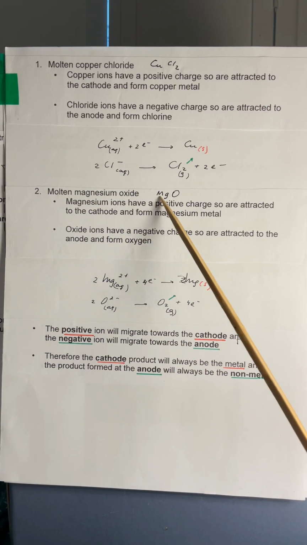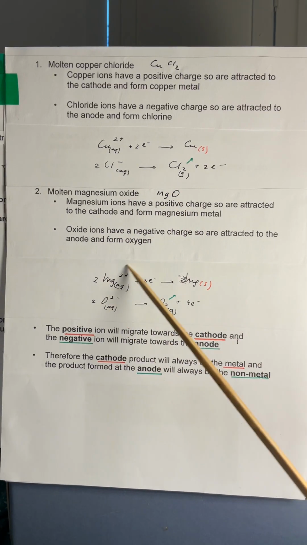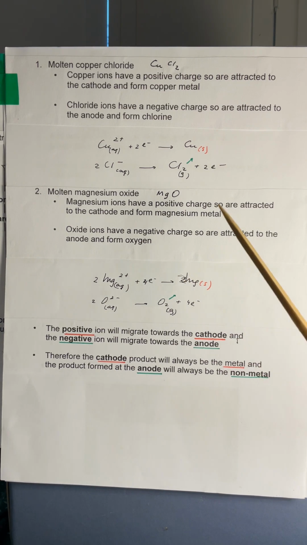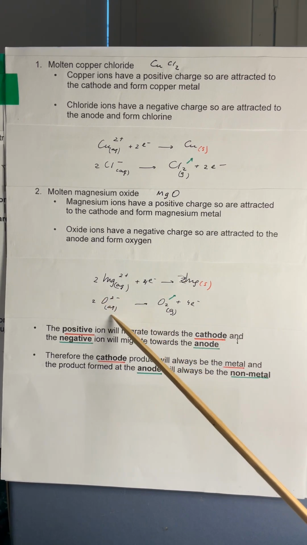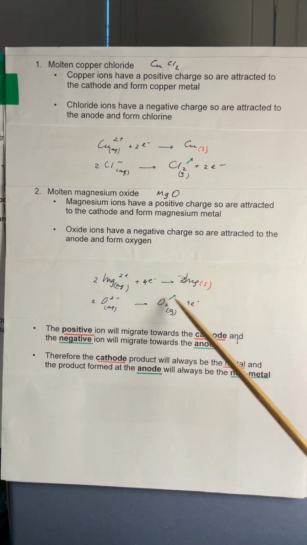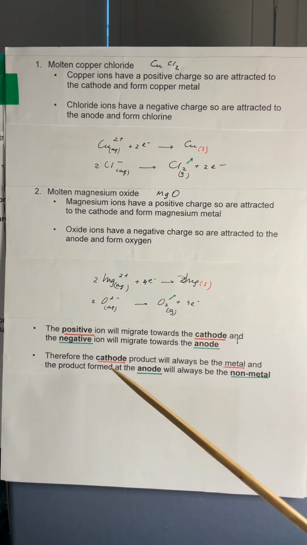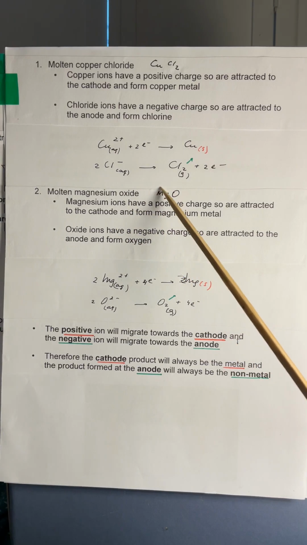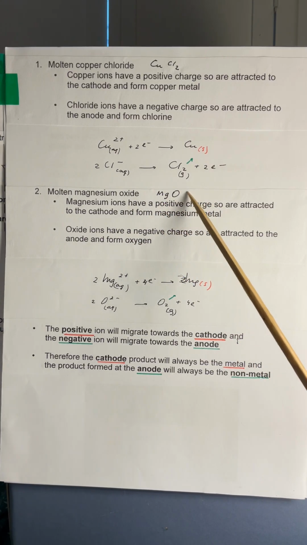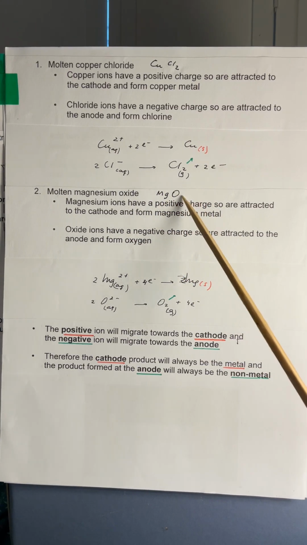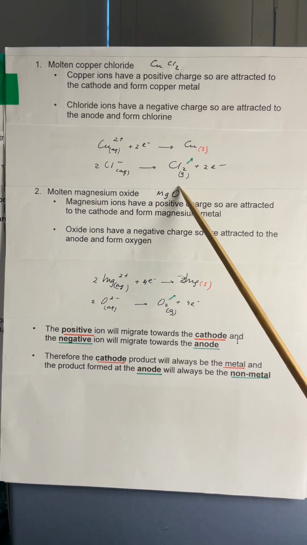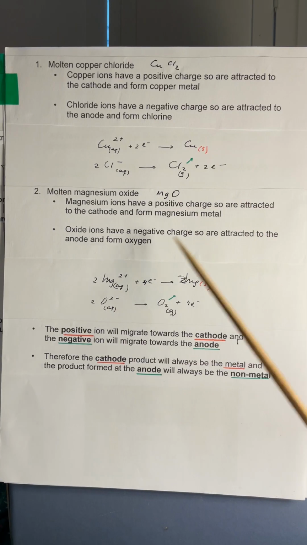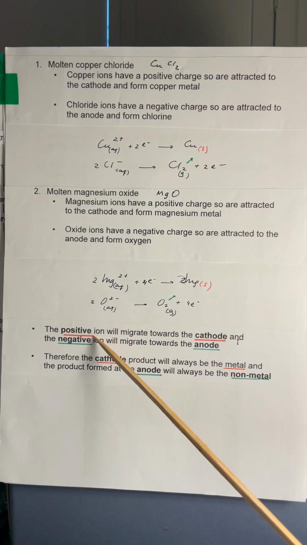Same with molten magnesium oxide. Magnesium positive takes electrons, turns into magnesium metal, and the oxide releases electrons and becomes oxygen gas. The oxides only can be electrolyzed as molten, not in solution, because magnesium oxide in solution will have a reaction totally changed.